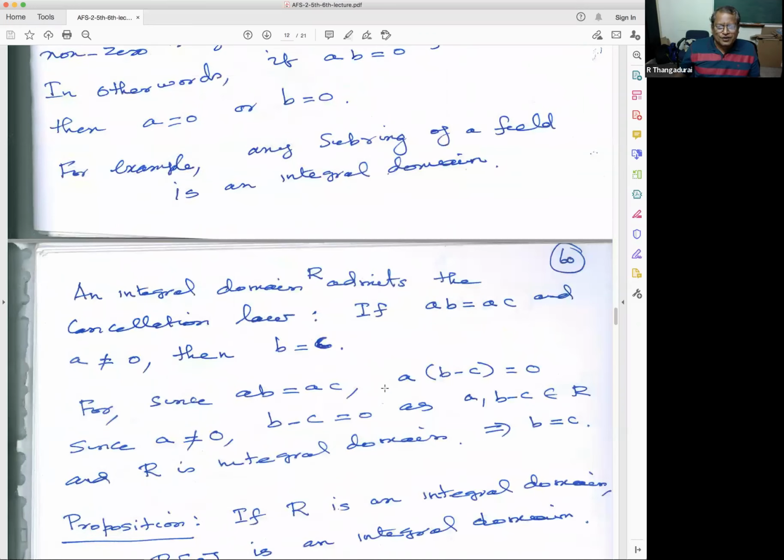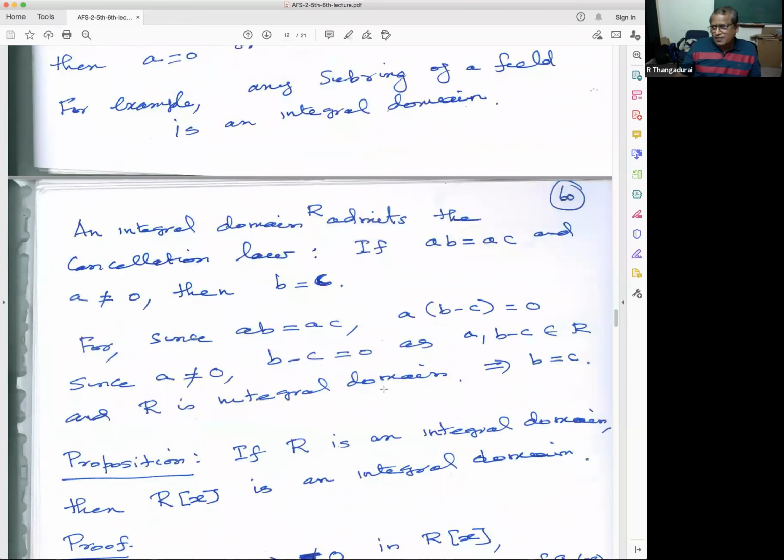So for an integral domain R, the extra consequence of no zero divisors is the cancellation law in multiplication. An integral domain R admits the cancellation law. If a times b equals a times c for a non-zero element a in R, then we can cancel that a, the multiplicative a. So b equals c we can get.